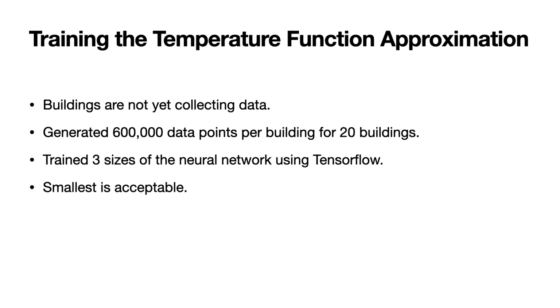Some buildings are not yet collecting data, so we generated 20 buildings similar to the buildings in the real microgrid, and we generated 600,000 data points per building. The parameters come from the plans of the buildings. We trained 3 sizes of the neural networks using TensorFlow, and we found that the smallest one is almost as good as the largest one, so we used the smallest one to make the optimization easier.